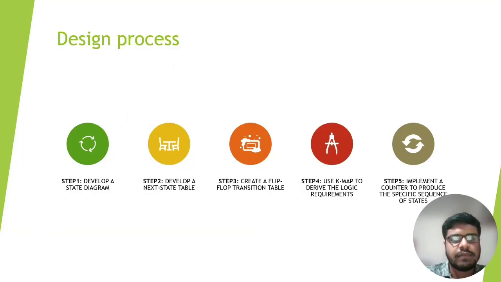These are the 5 steps we will be using to build the counter. Firstly, we will develop a state diagram. Secondly, with the help of that state diagram, we will develop a state table. Later on, we will create a flip-flop transition table, and then we will use K-map to derive the logic requirements, and lastly we will implement the counter.